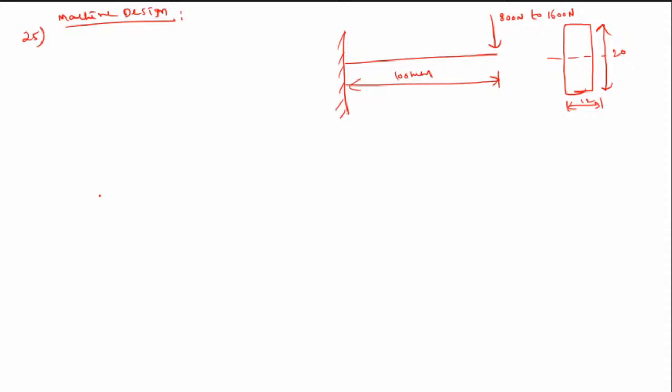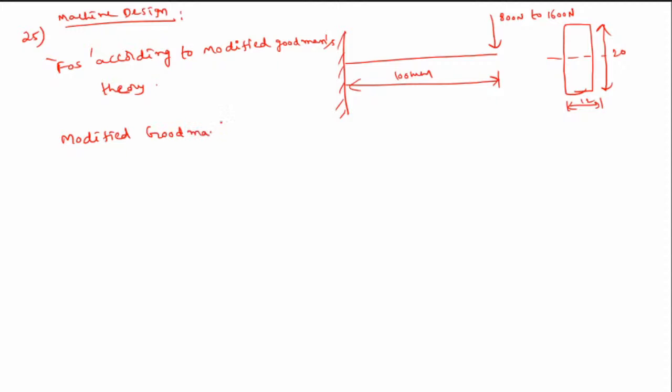Now they are asking what is the factor of safety according to the modified Goodman theory. So we know what the modified Goodman theory is. It is a combination of the yield line and Goodman's line.